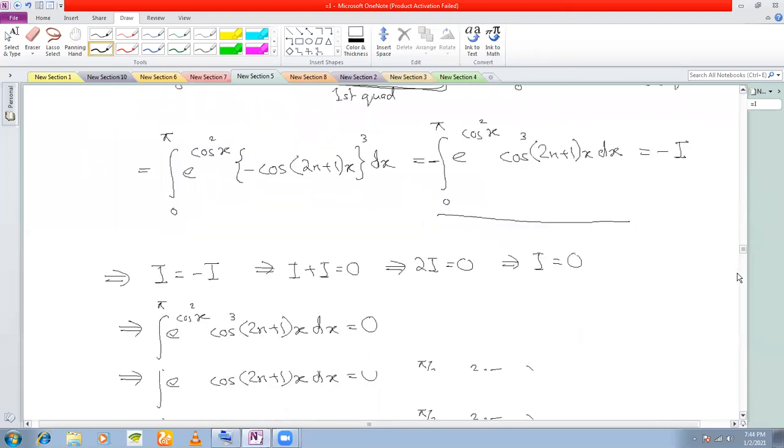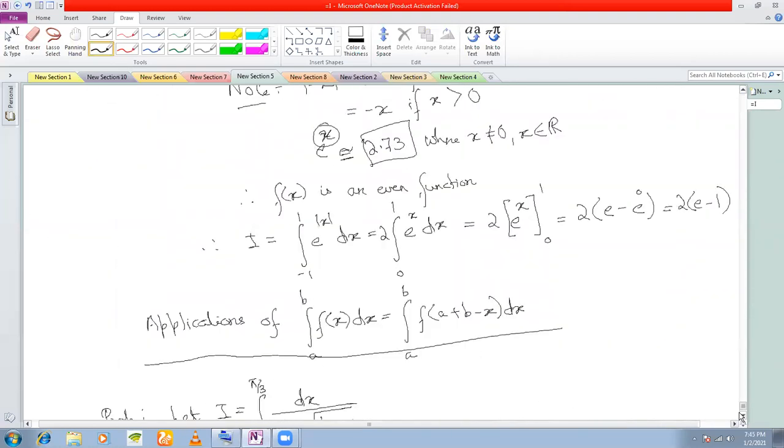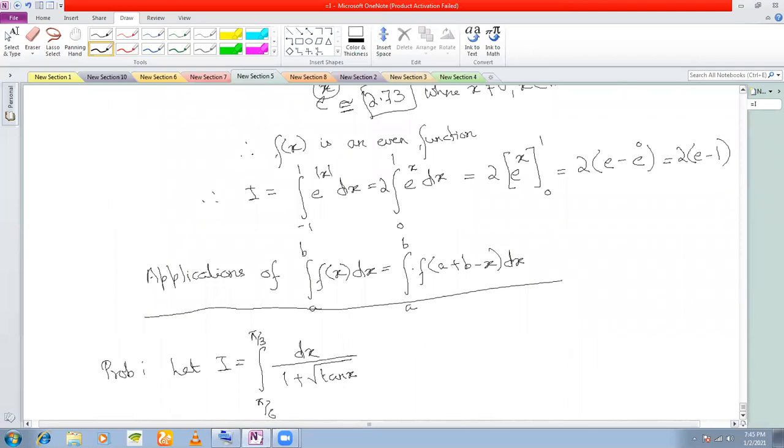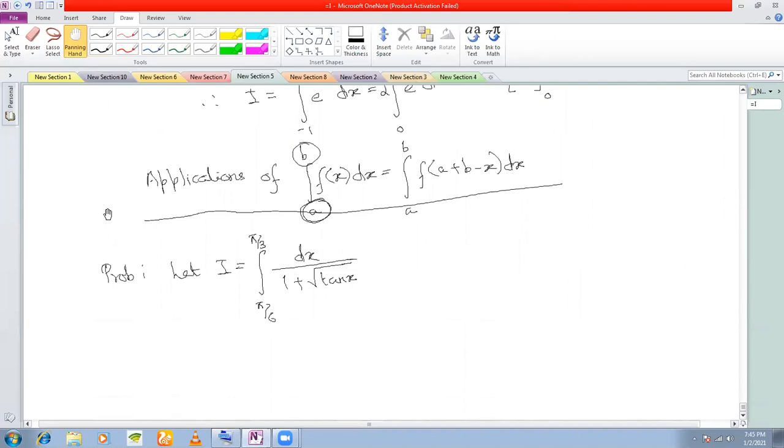And in this case, the upper limit is b and the lower limit is, instead of 0, it is a. Clear? Yes, sir. That is the difference between that property and this property, although that property is more important than this property. Okay, so let us evaluate now.